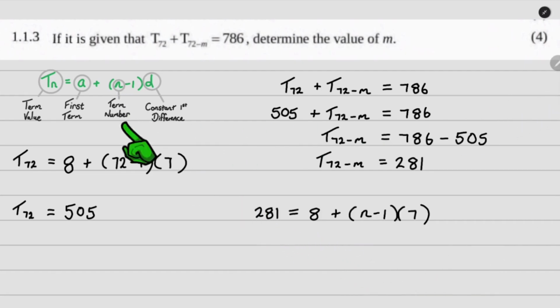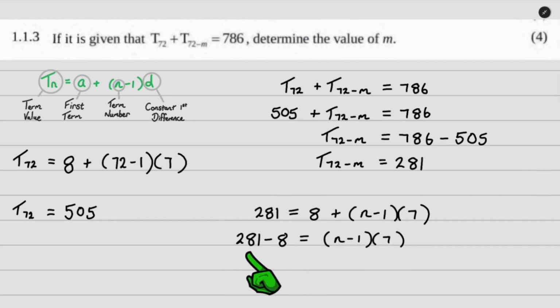Okay, so we sub everything in there. Remember our first term was 8. Our term number we don't know, that's what we're looking for, so we leave him behind. And our constant difference was 7 from the pattern. So now I'm going to take this 8 over, and 281 minus 8 will give me 273.